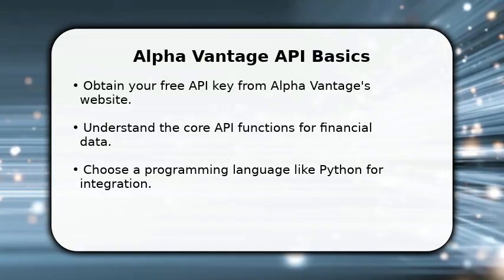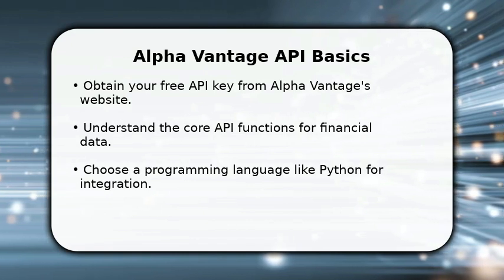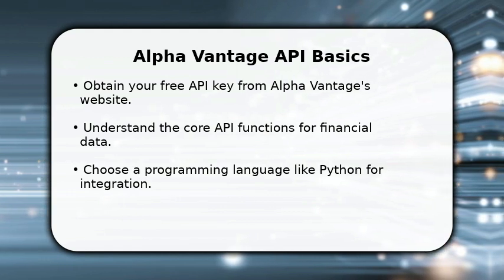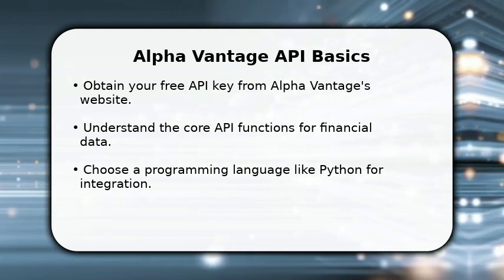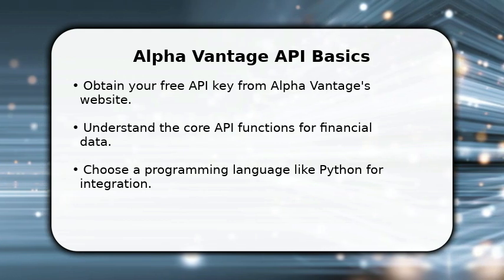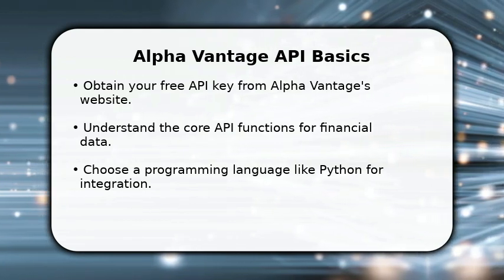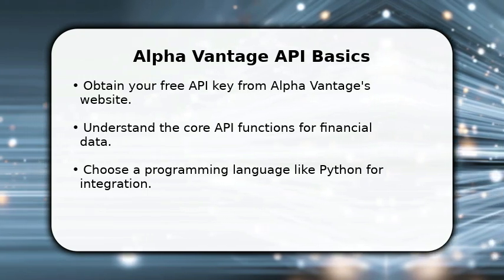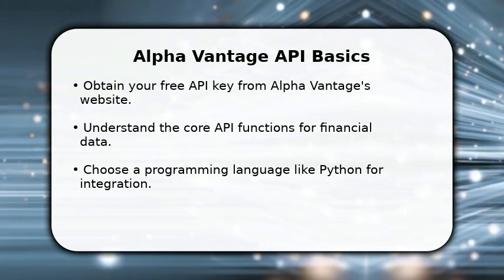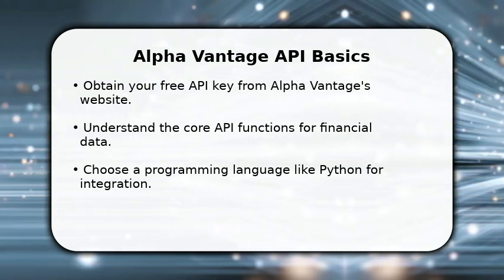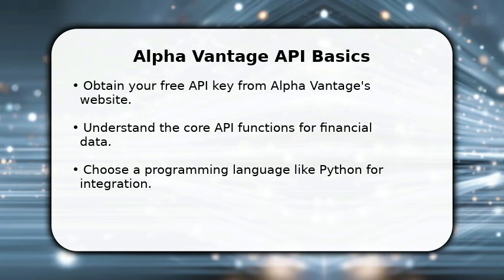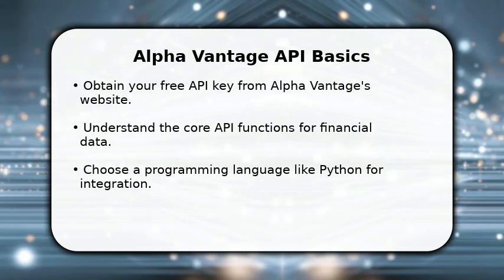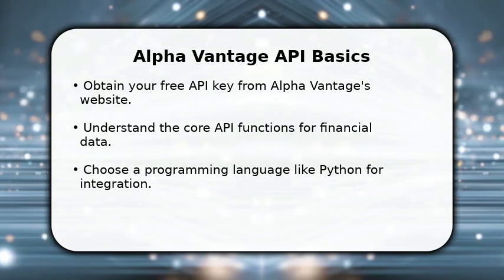In this video, I will explain how to use the Alpha Vantage API. First, you'll need to get your free API key from their official website. This key is essential for accessing any data. Next, we'll look at the basic structure of an API call, focusing on common functions like time series data. We'll also discuss how to choose a suitable programming language, such as Python, to make your data requests efficiently. This easy method will get you started quickly.